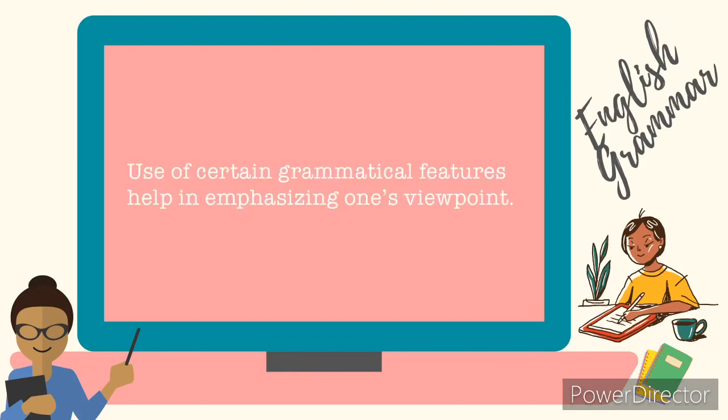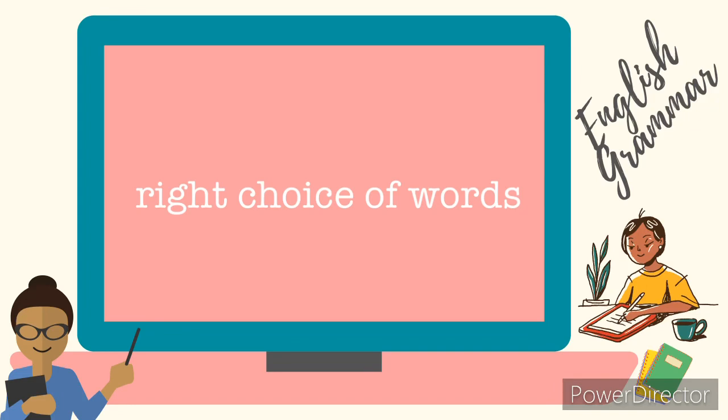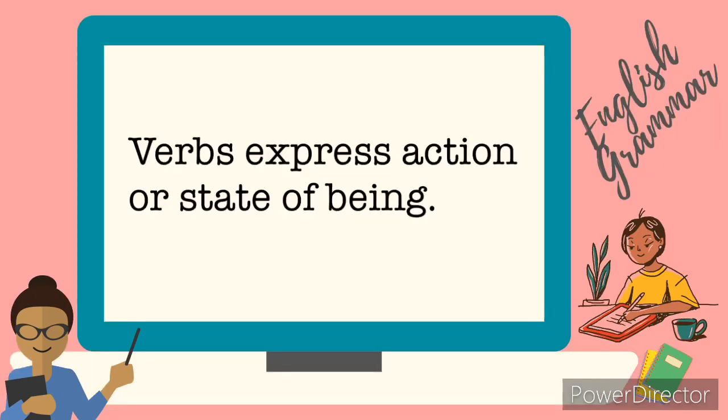In a persuasive text, the use of certain grammatical features helps in emphasizing one's viewpoint. Commonly, understanding the context of verbs, adjectives, and adverbs aids in strengthening one's position. However, the right choice of words still matters. Let's have a quick look at verbs. Verbs express action or state of being. They determine the subject as the doer or receiver of an action. They also complete the thought of a sentence.